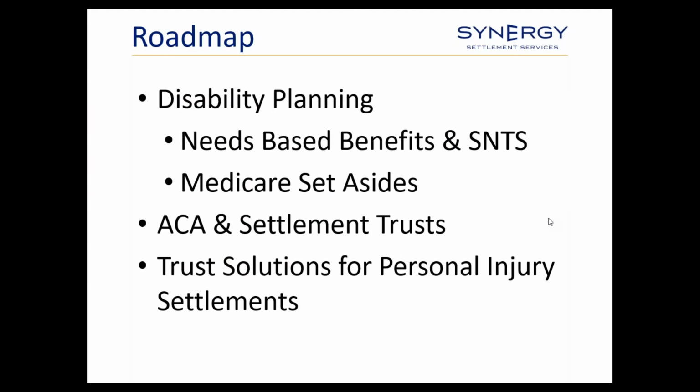So we're going to talk a little bit about the roadmap on what happens when something settles. A lot of it is really involved with the starting point of whether or not a client is disabled. And then that disability leads us to two main questions. Are they Social Security disability or are they SSI? One would be a needs-based benefit and one would be one that they've actually paid for, and that would allow them to get SSD and Medicare. We're also going to talk about how settlement trusts and the Affordable Care Act have helped in this space. We'll talk about some different trust solutions too that all the injury victims have when they're recovering money.